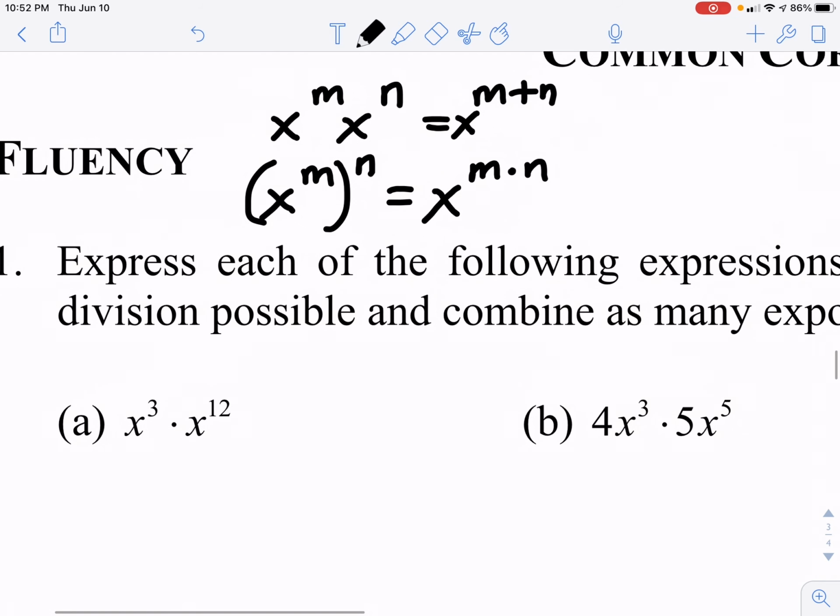You can see in Part A, this is following that first rule. Bases are the same. We'll go ahead and add those exponents, and x to the third times x to the 12th power is x to the 3 plus 12, or x to the 15th power.